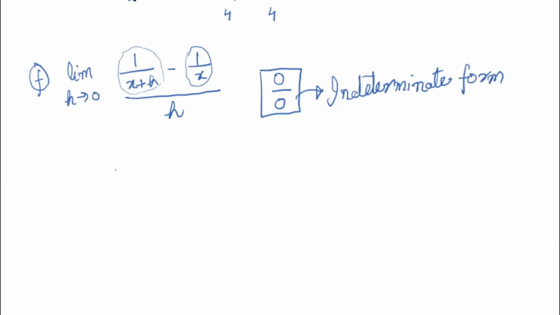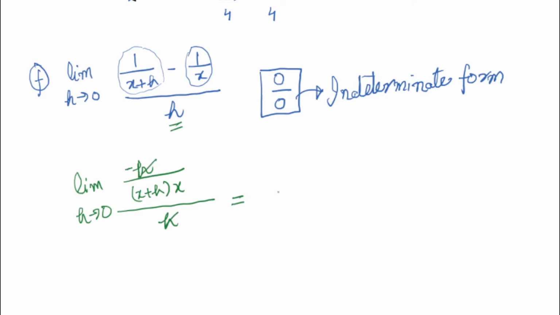Let's try to solve with the help of the factoring method. What we do actually is try to multiply the numerator term, since h tends to 0 and we want to cancel out the h term. So 1 upon x plus h minus 1 upon x: if we combine these terms, in the denominator we have x plus h and x, divided by h. Then this h term is going to cancel, and finally we have 1 upon (x plus h) x, and if we put h equal to 0, this is going to be minus 1 upon x square.